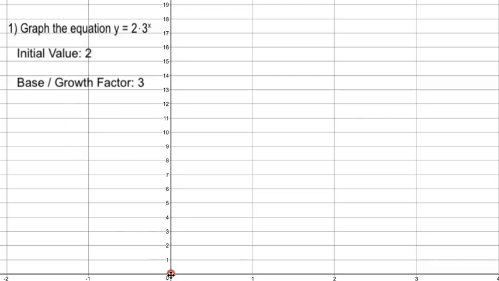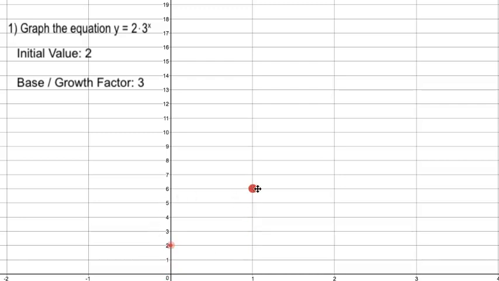So first, our initial value, this is going to be our y-intercept, which is 2. And then we know we have a growth factor of 3. So if we start at 2 and we have our x value go up by 1, we have to take that initial value and multiply by 3. 2 times 3 would be 6, and that would be my next y value. So I can see my y value went from 2 to 6. 2 times 3 is 6.